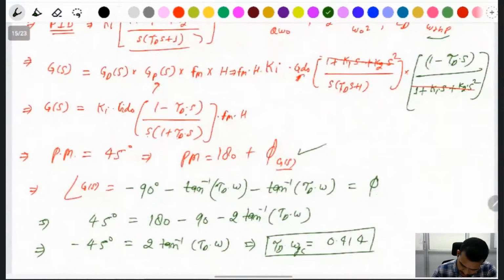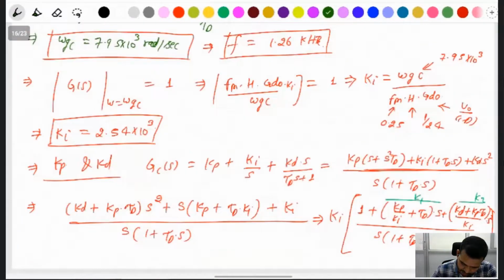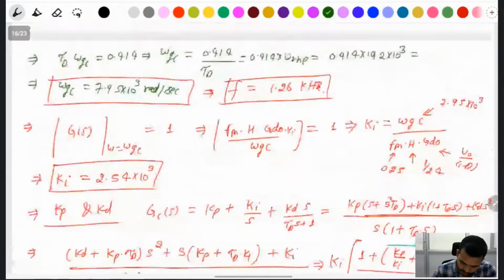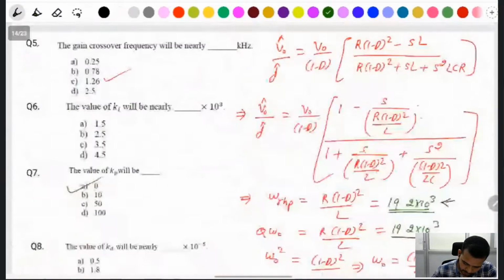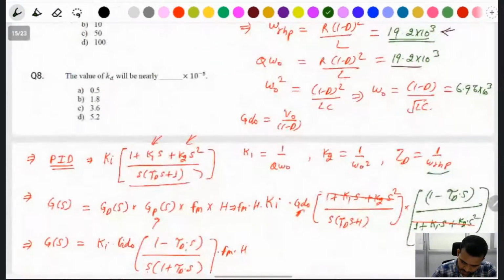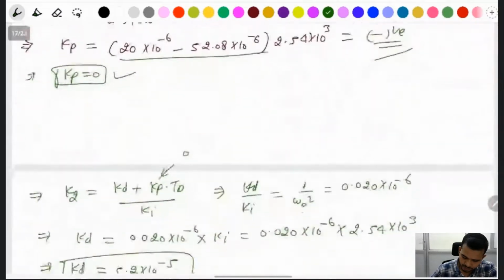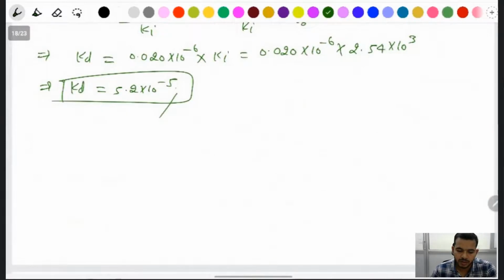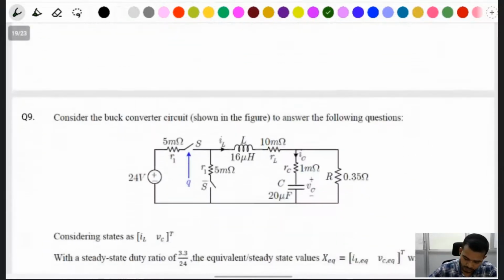This one is 0, and Ki I find here 2.54, and the next one is 5.2 into 10 to the power minus 5. Okay.